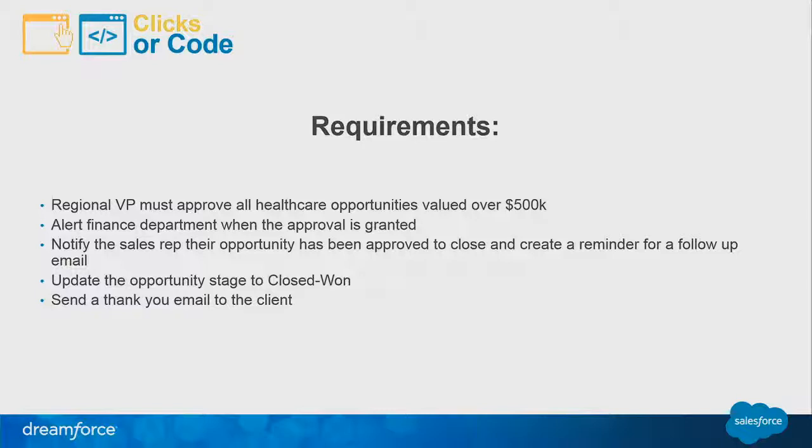Universal Containers is back again. They want to make sure high-volume opportunities are reviewed and approved by management before opportunities are set to closed won. So the requirements for this one are: regional VPs approve all healthcare opportunities over 500,000. Alert the finance department when the approval is granted. Notify the sales rep that the opportunity has been approved to close won and create a reminder follow-up for that sales rep. Update the opportunity to stage closed won and send a thank you email to the client. So what do you think?